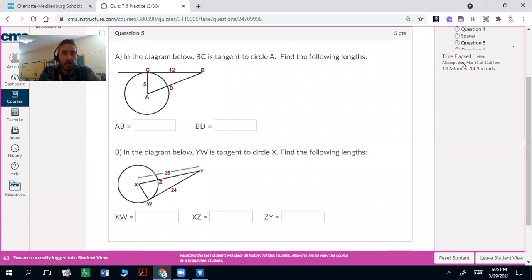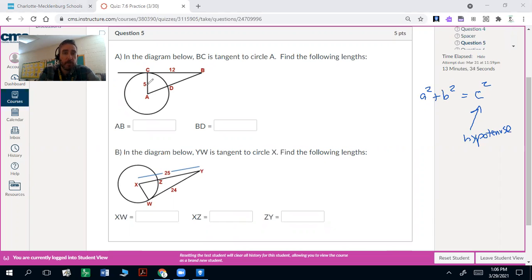So let's apply that to question 5. We're going to use the Pythagorean theorem. We're going to say a squared plus b squared equals c squared. Remember, c is the hypotenuse. C is the longest side. The hypotenuse is the longest side of a right triangle. It's always across from the 90-degree angle.